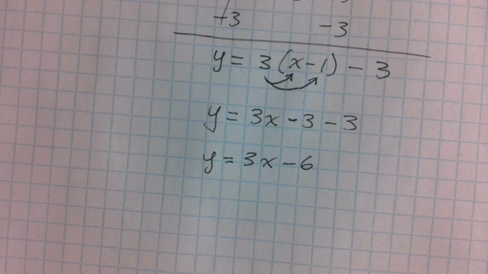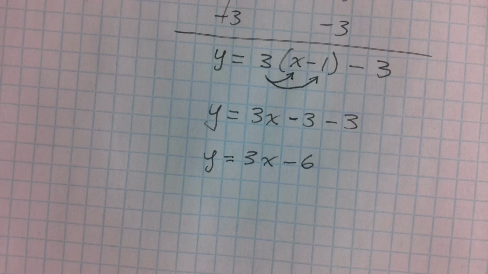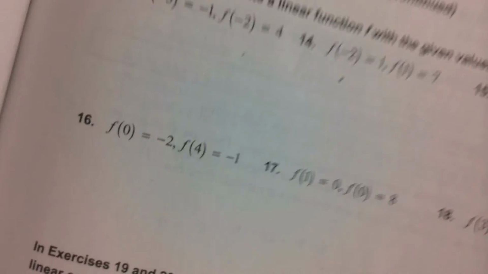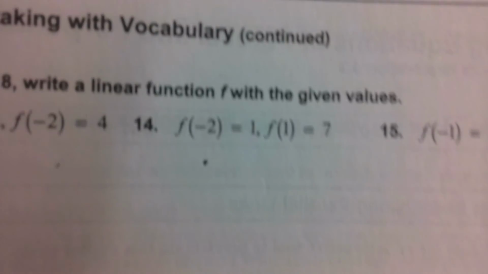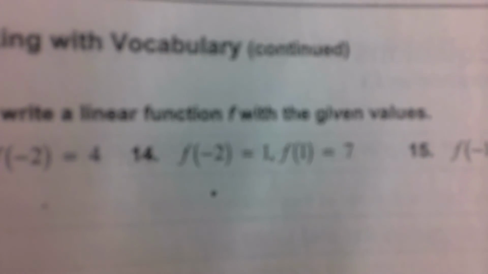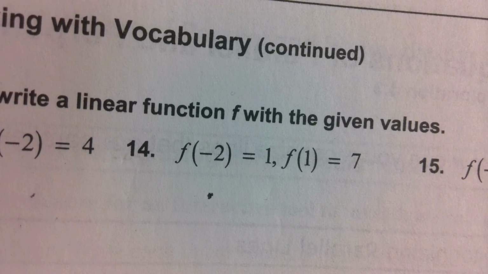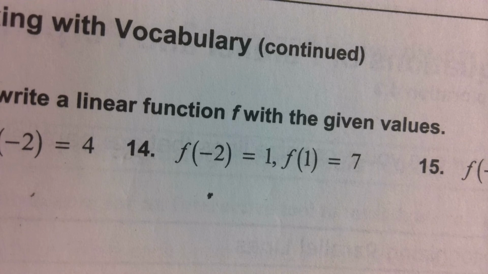There is one more problem type you'll see, and it's going to be on page 105. On page 105, we're given a couple of points, but they're not written as points. They're written in function notation. Let's take a look at problem number 14. It says write a linear function f with the given values. A linear function is just a different way of saying write a linear equation. We're just going to use function notation for our final answer, but we're going to solve it the same way we solve any other problem in this.